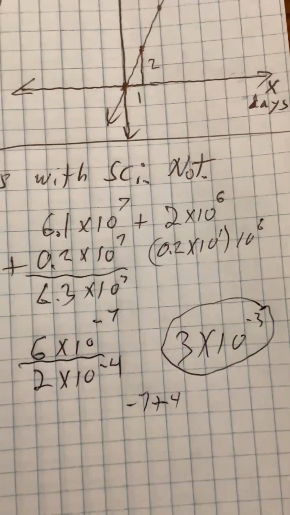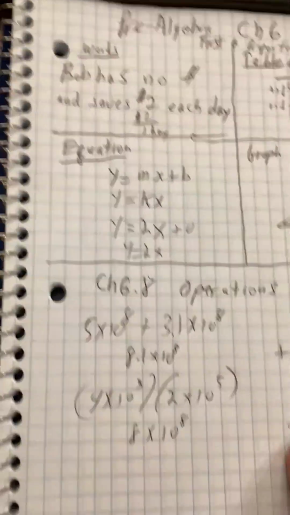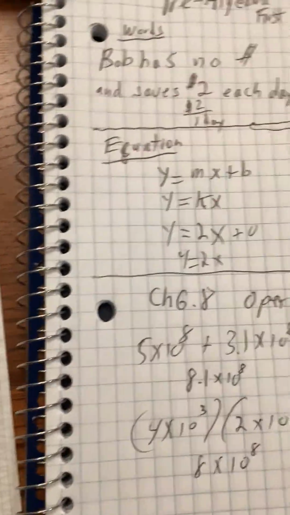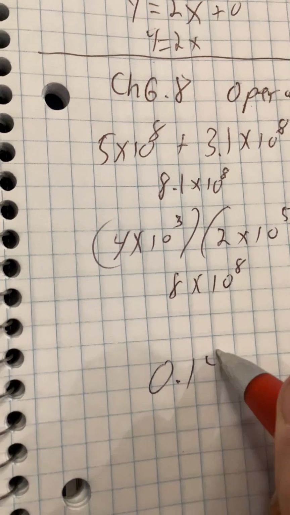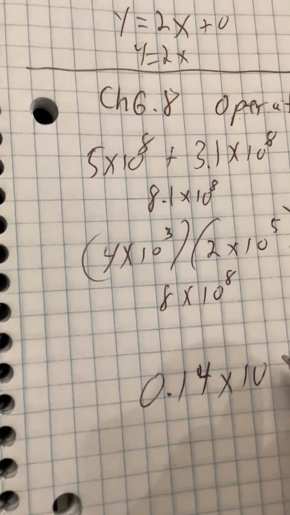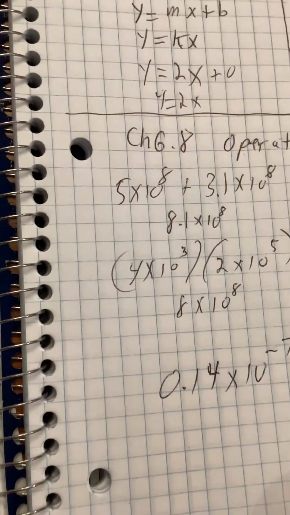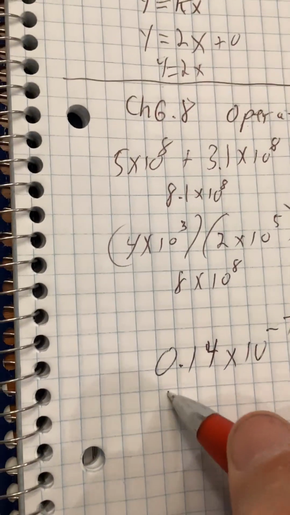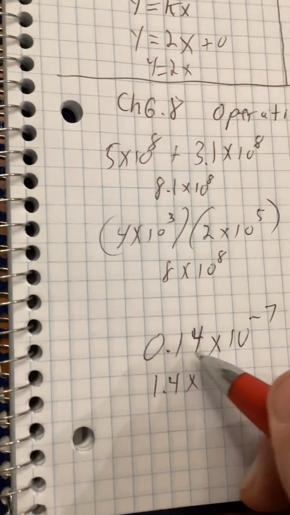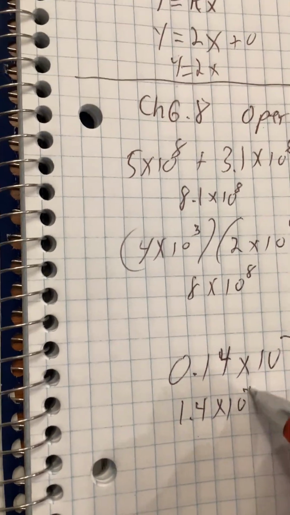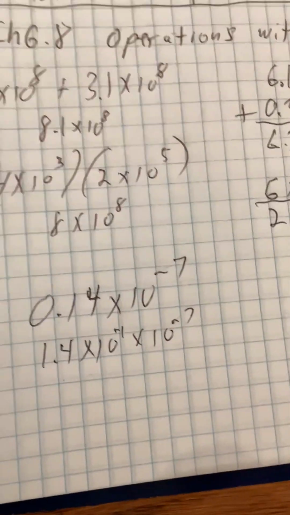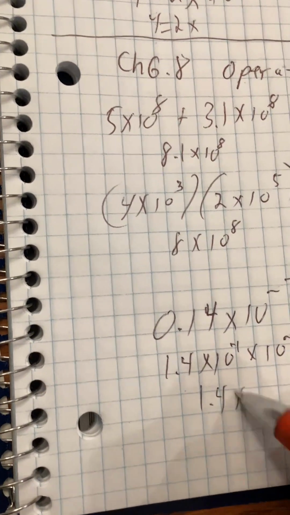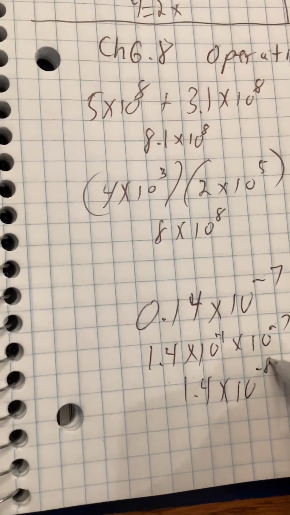When you get a number that's not between 1 and 10, you have to change it. Say the answer was 0.14 times 10 to the negative 7. You want that to be 1.4 times 10. This is a small number, so that would be 10 to the negative 1, times 10 to the negative 7. So that'd be 1.4 times 10 to the negative 8, right?